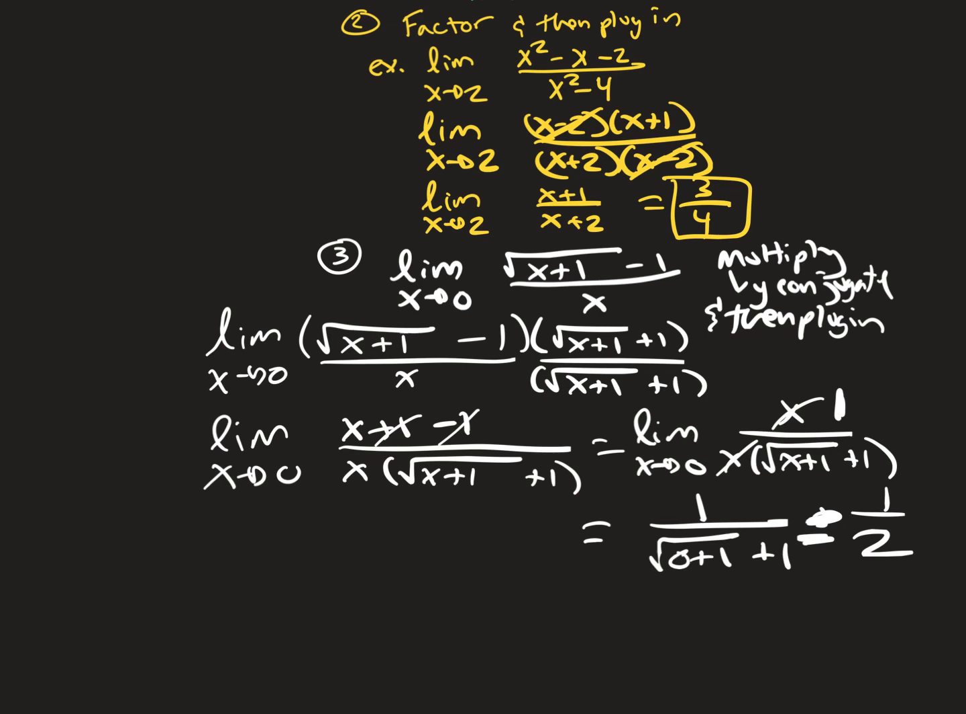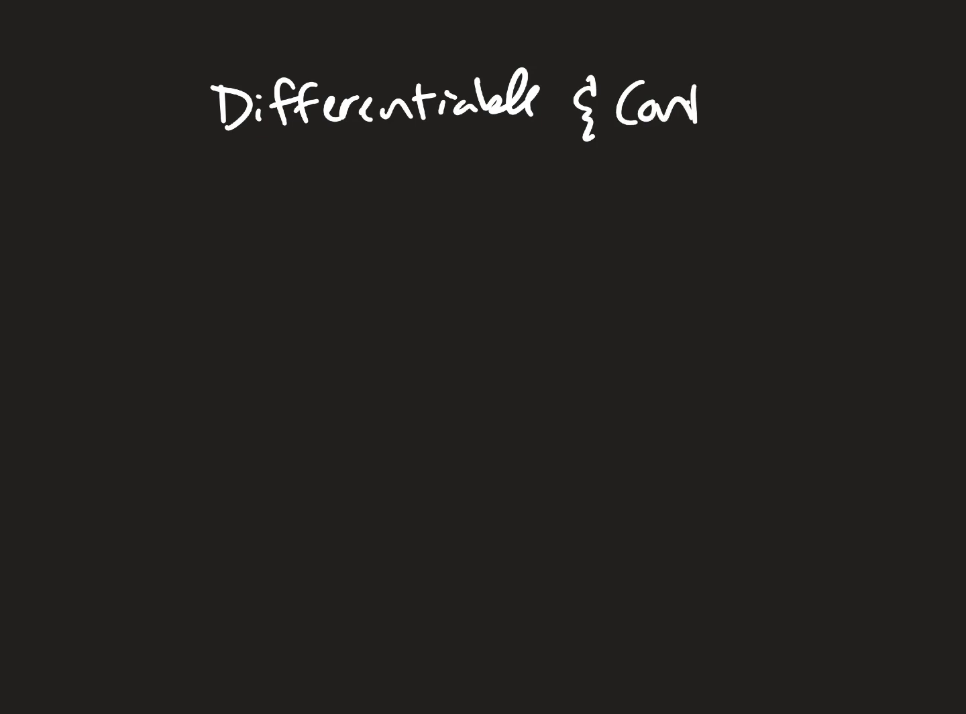And the last thing we talked about is section 1.5, which was when a function is continuous and when it's differentiable. So that's the last piece. So differentiable means you can take the derivative. Actually, I should say when it's not differentiable. So not differentiable.